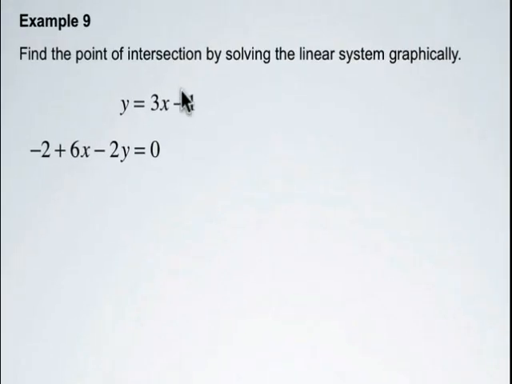So example 9, what I'd like you to do is find the point of intersection of this linear system.